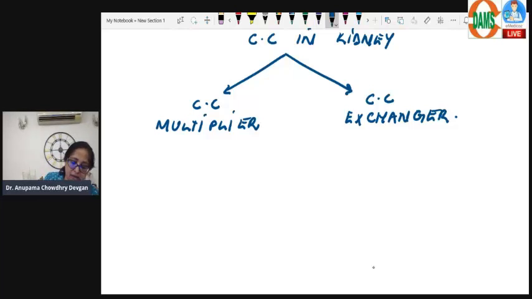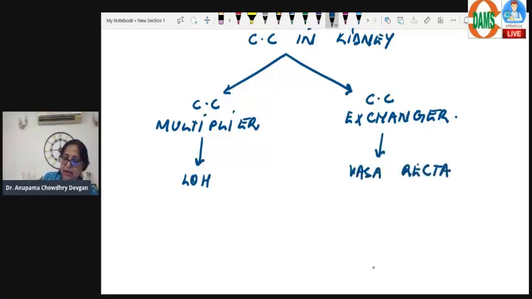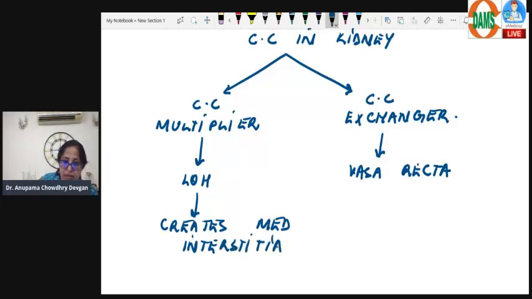What is the countercurrent multiplier? Countercurrent multiplier is the loop of Henle. What is the countercurrent exchanger? This is the Vasa recta. Loop of Henle creates the medullary interstitial hyperosmolality. Right? It creates the medullary interstitial hyperosmolality.